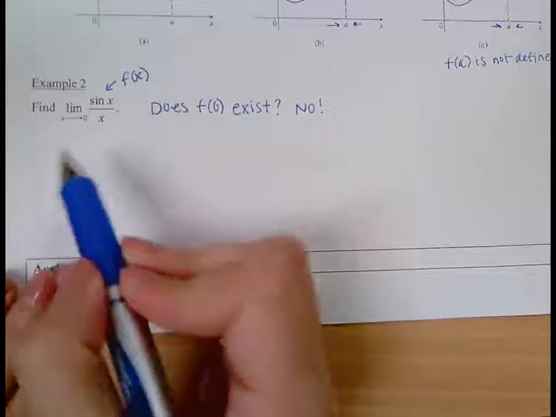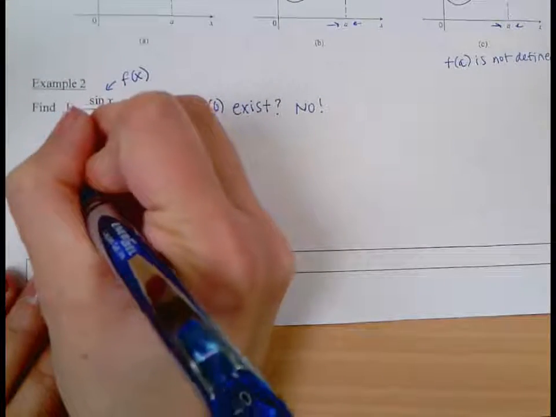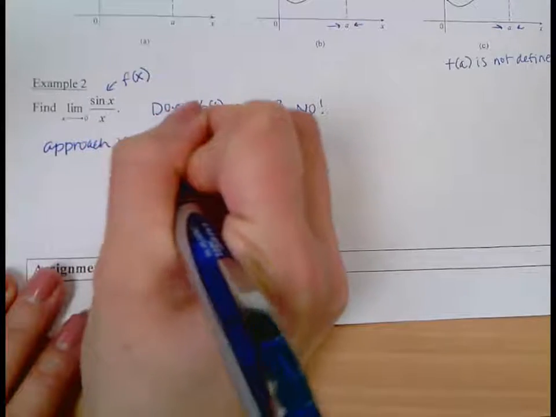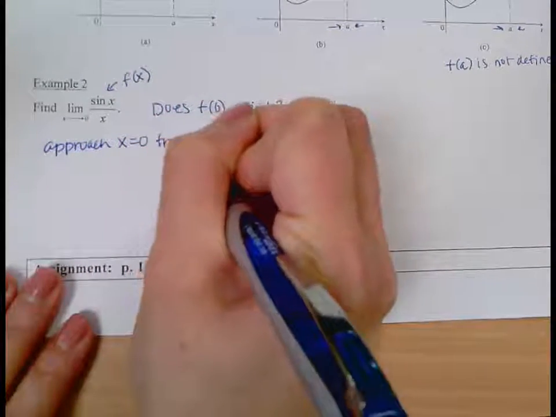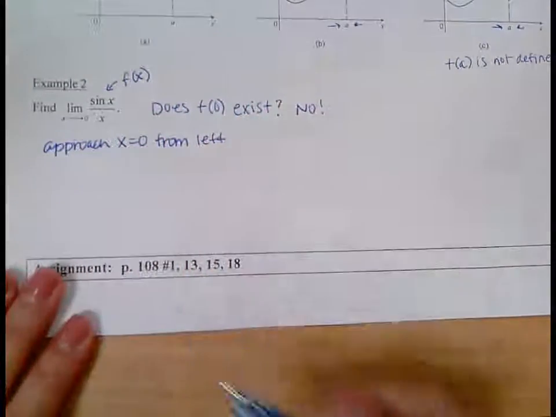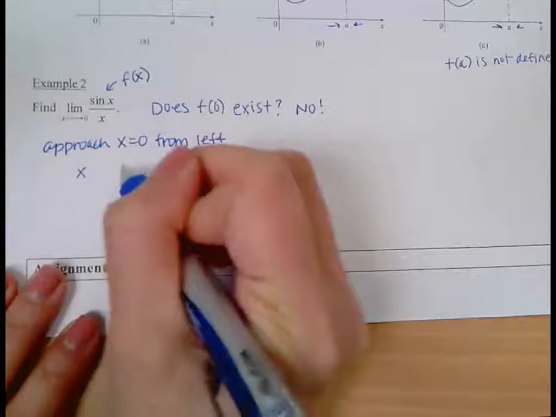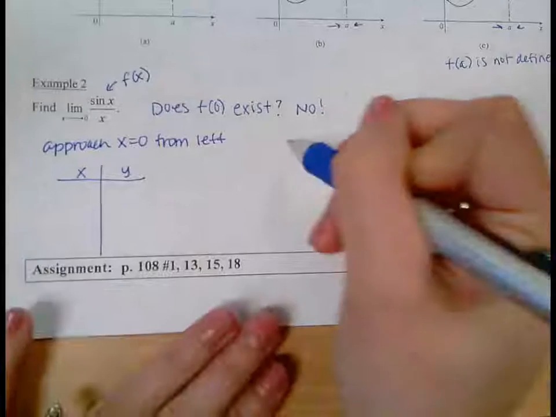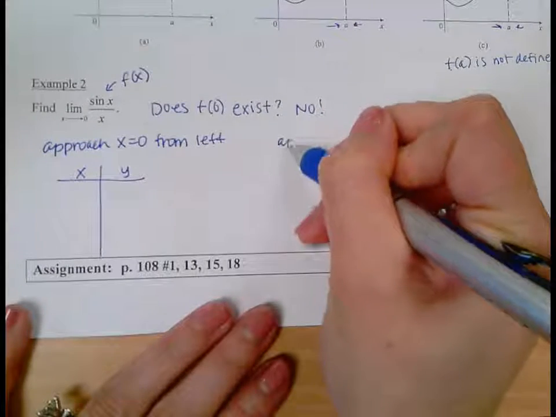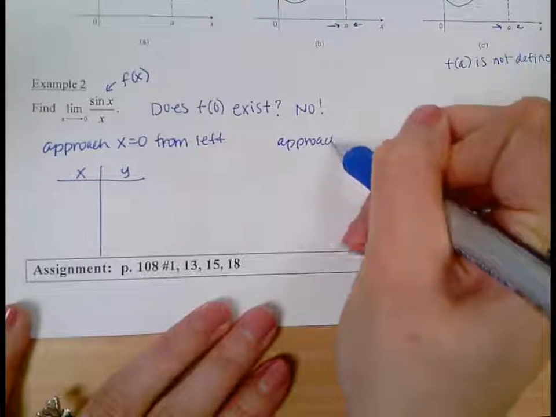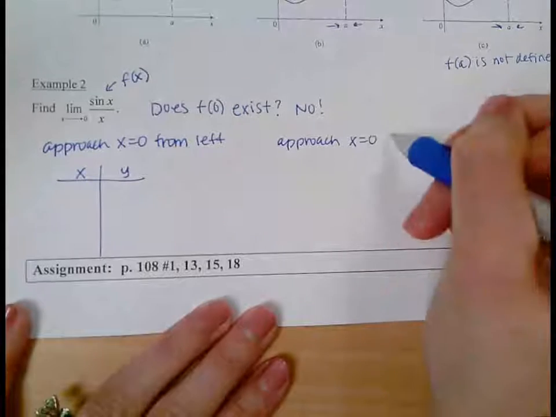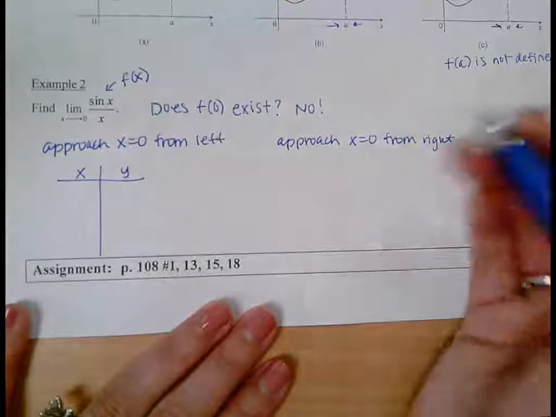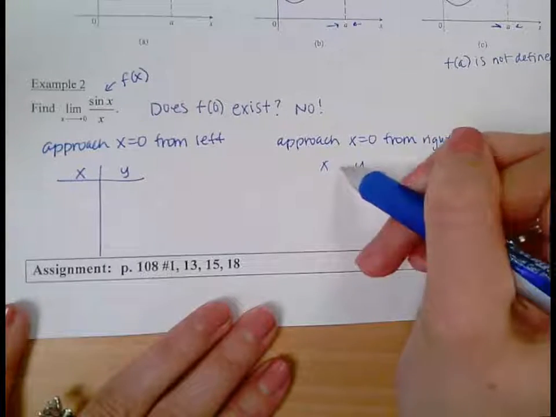So I'm going to make one table where we are approaching x equals 0 from the left. So I'll make a table there, and then I'm going to make a separate table where we approach x equals 0 from the right. Because we want to approach x equals 0 on both sides.